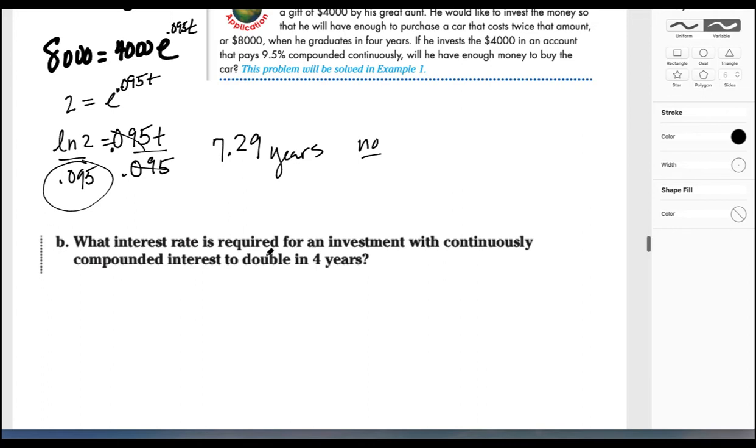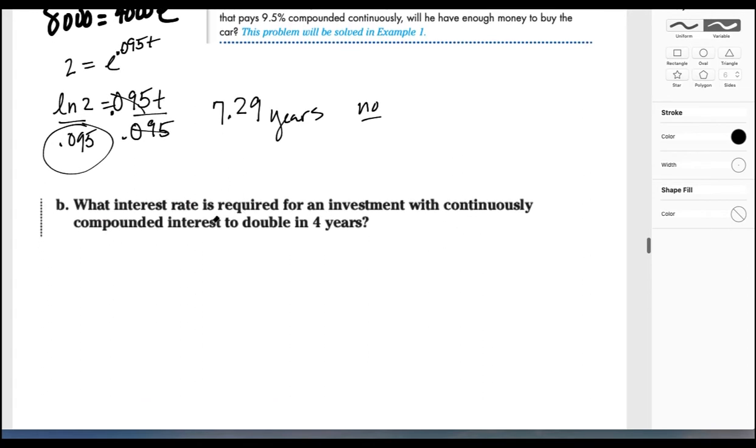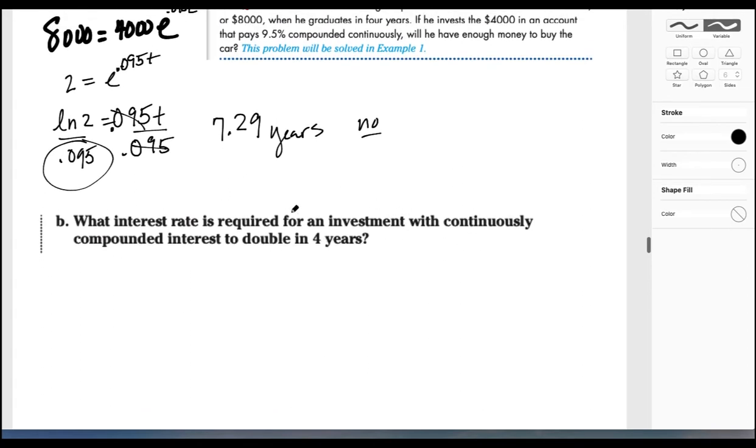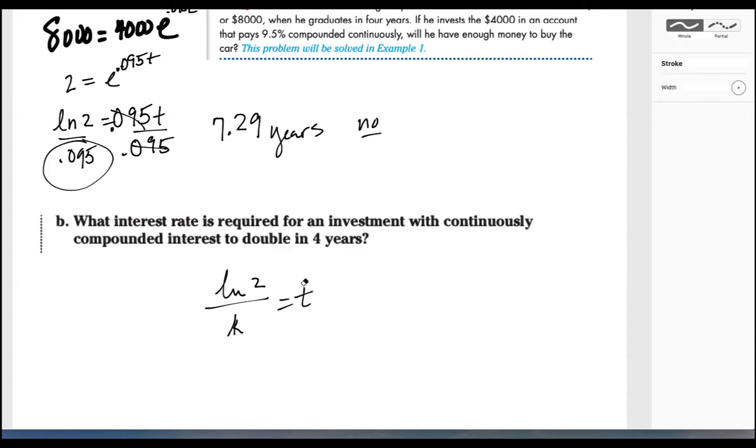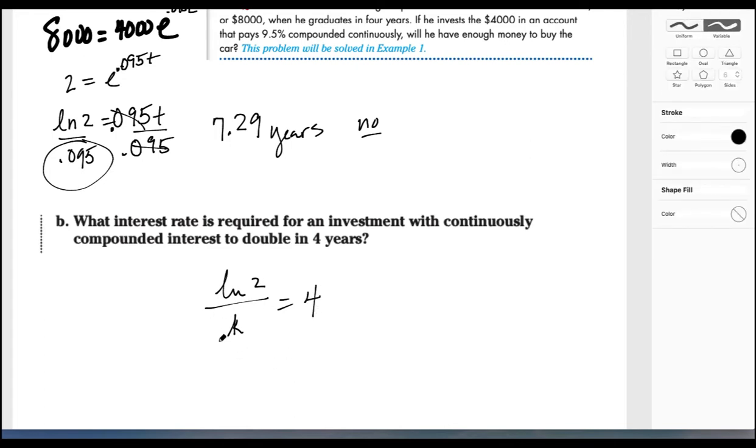All right, what interest rate is required for an investment with continuously compounding interest to double in 4 years? Well, we can kind of look at it like this. We know that the formula was the natural log of 2 over that k value is equal to time. And now we know that the time that we want is 4 years. So really what we have to figure out is what k value will work here. So this is a minor algebra problem, right? Cross multiply. The natural log of 2 is equal to 4 times k, and then divide both sides by 4, and we can figure out what k is.